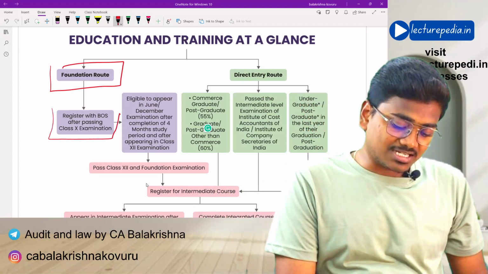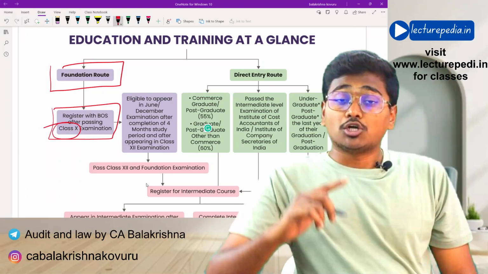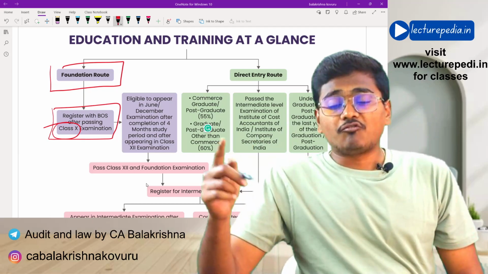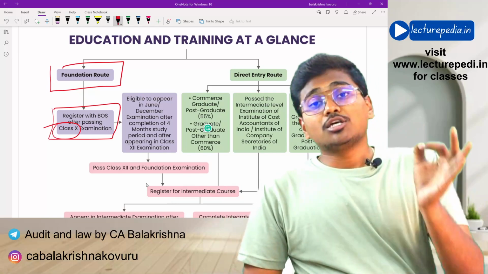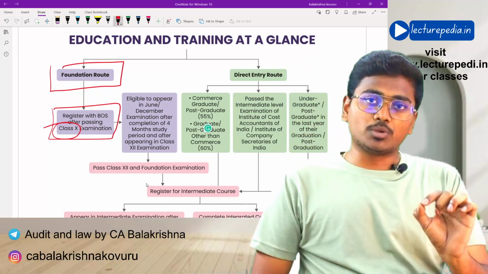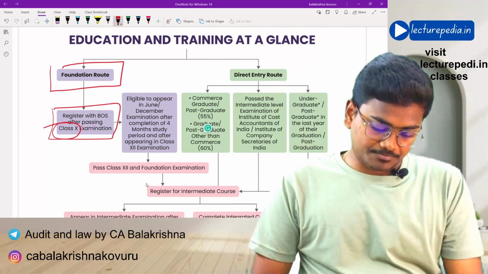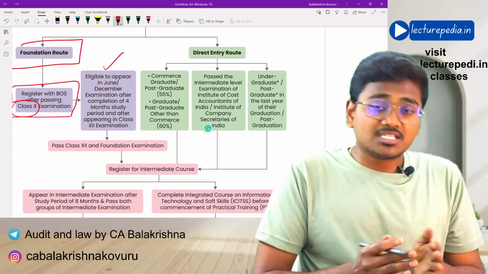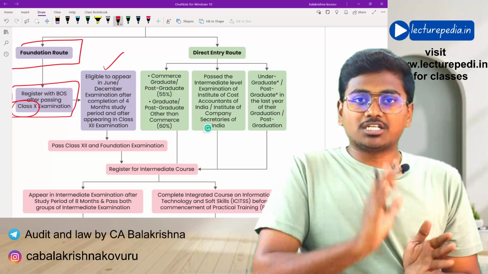So you can register with BOS after completing class 10th, but to appear in the foundation examination, you need to complete your class 11 and appear for the class 12th examination as well. Only after that can you appear in the foundation examination. This way you can enter into the CA course through the foundation route.